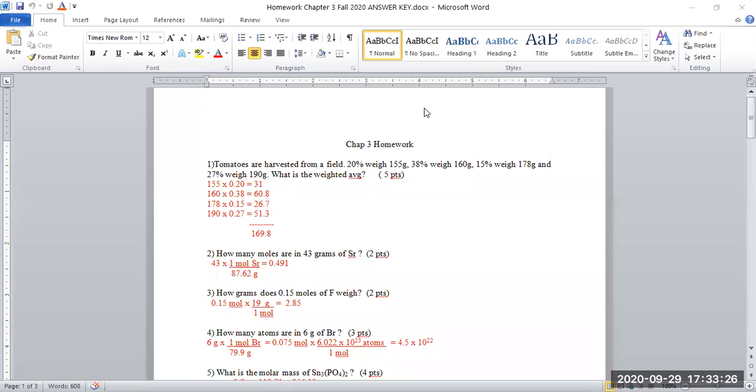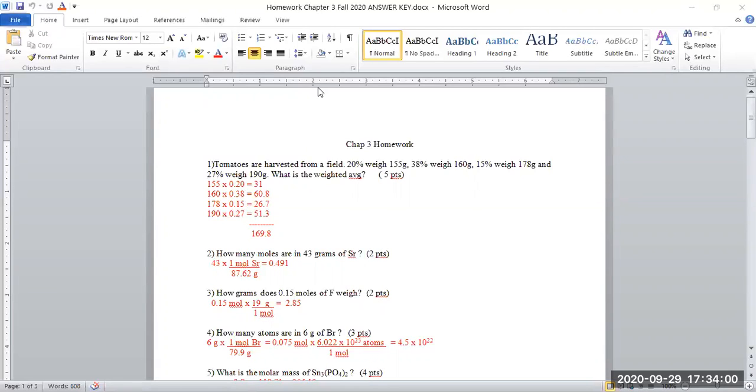So the weighted average idea, remember that this is a carryover from a previous chapter. I gave you the percentages that went with the particular mass. Keep in mind that you have your mass, for instance, the 155 gram ones were 20% of the population of the tomatoes. We had 38%, 15%, 27%.